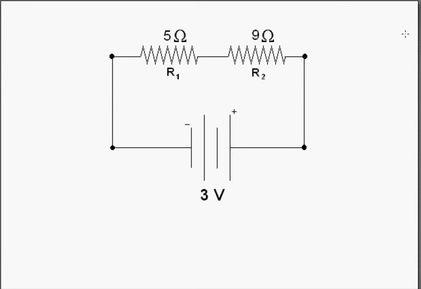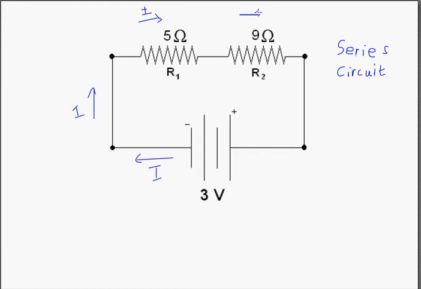Now here we have our simple series circuit, and it gets its name because it's one resistor right after another. If you were the current, you'd leave over here, go around our circuit, and pass through one resistor at a time, one right after another.